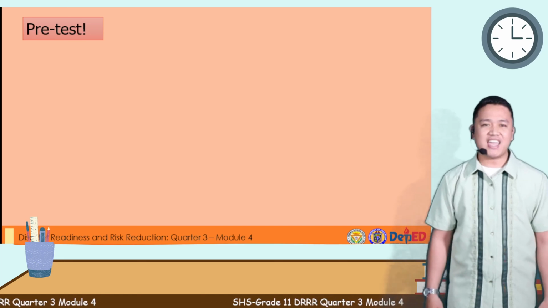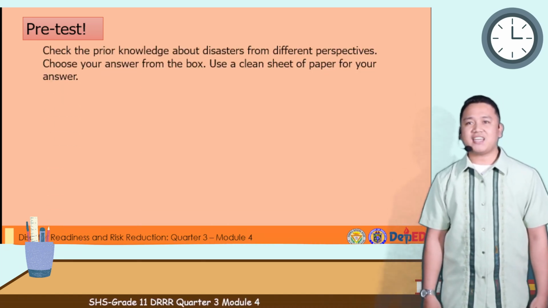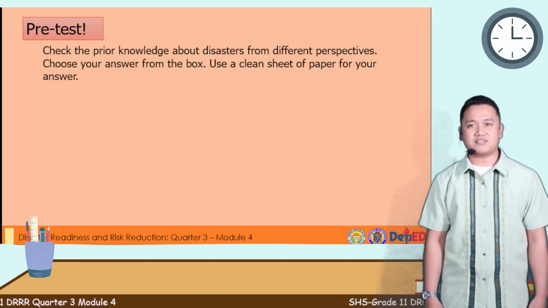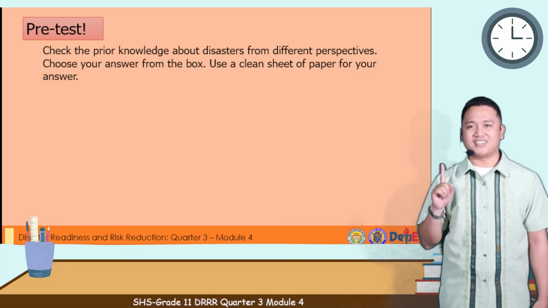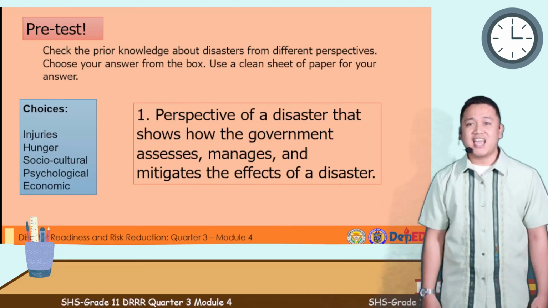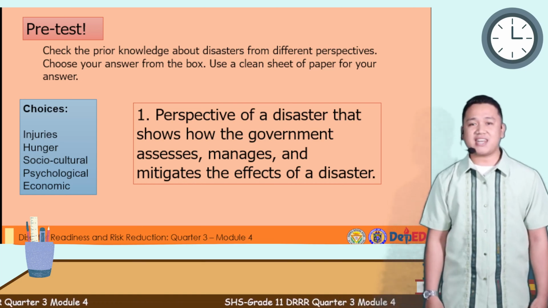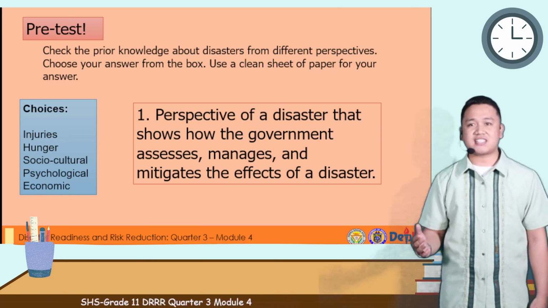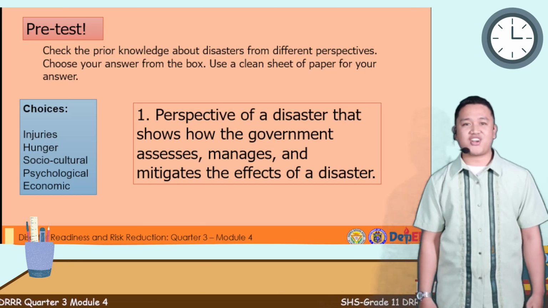Are you now ready? So before that, let us take the pretest. We will check the prior knowledge about disasters from different perspectives. Choose your answer from the box and use a clean sheet of paper for your answer. Number 1. Perspective of a disaster that shows how the government assesses, manages, and mitigates the effects of disaster. Choose from the box. Your time starts now.